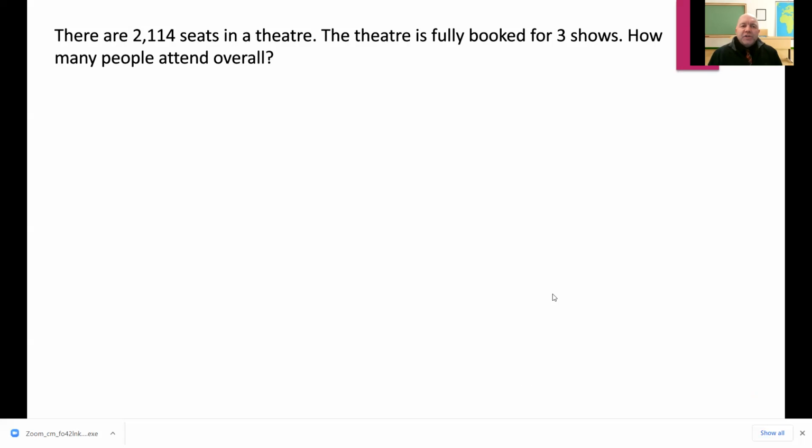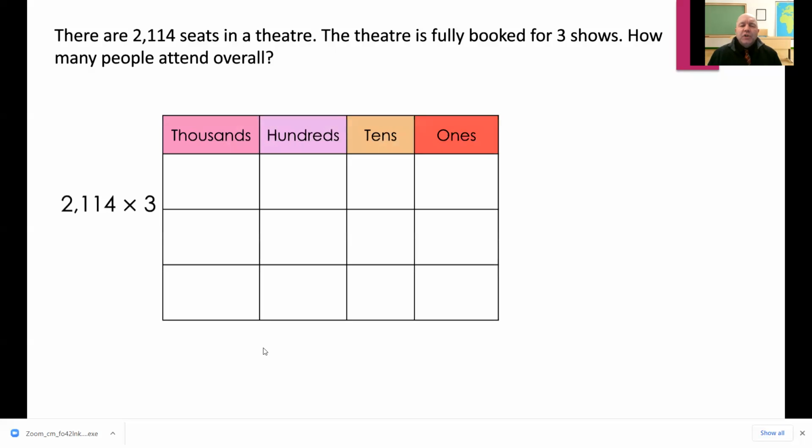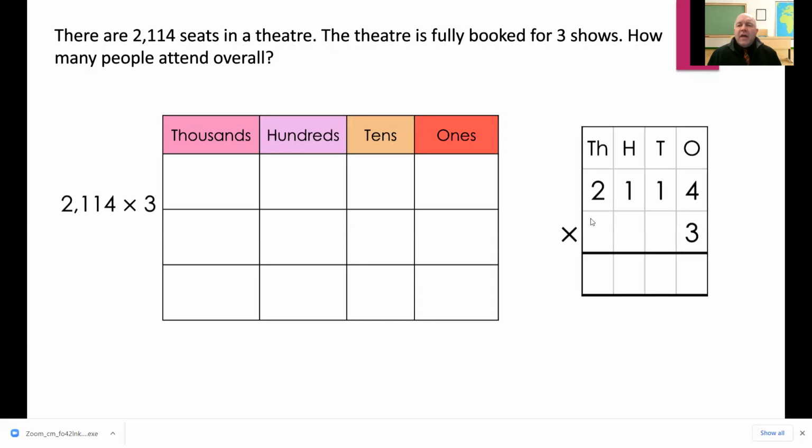Okay, so what's this question asking us? If there are 2,114 seats and they're all full, there's someone sitting in each of them, and it's full for 3 nights, then we need 3 lots of 2,114. Okay, so there's the question. And let's see the different ways we can set it out. So first of all, using our counters, and then using the columns.